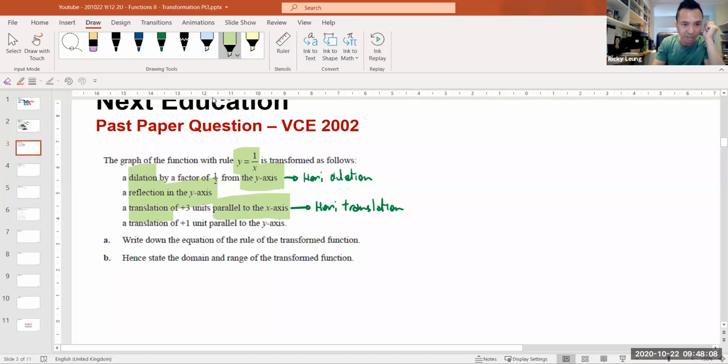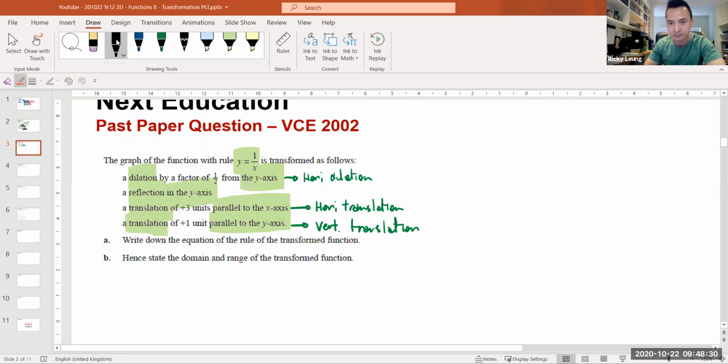Similarly, if I have a translation parallel to the y-axis, so the y-axis is here, and I'm moving things parallel to it, that's a vertical translation. That should give me enough to write the equation of the graph and then the domain and range thereafter.